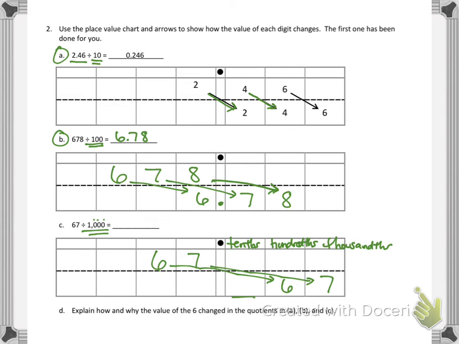But now we have this space here. And after a decimal, we can't just have a space. We'll have to fill that with a 0. So 67 divided by 1,000 becomes 0.067 or 67 thousandths.